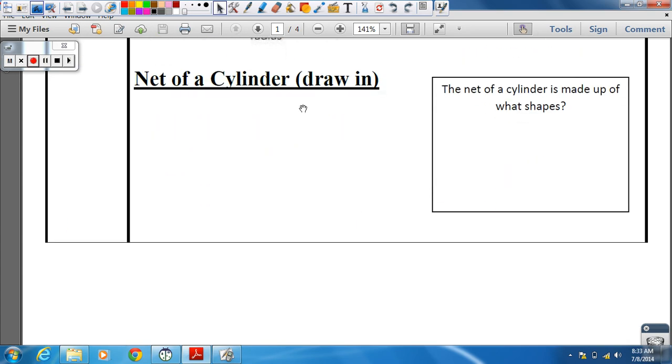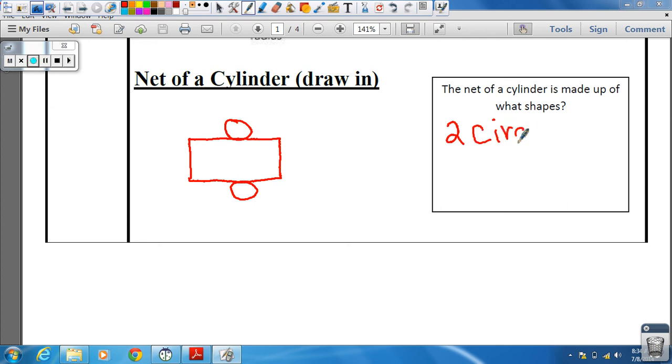Okay, the net of a cylinder then, remember it's made up of that round surface. That round surface, when you actually take it apart, is a rectangle. So if you split it open and cut it apart, it would be a rectangle. And then the bases are those congruent circles. So yours are probably going to look a little better than mine, but they need to look like they are congruent. So that makes the net of the cylinder made up of two congruent circles and one rectangle.